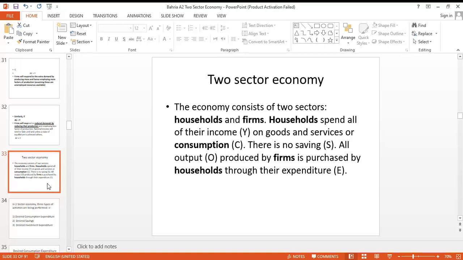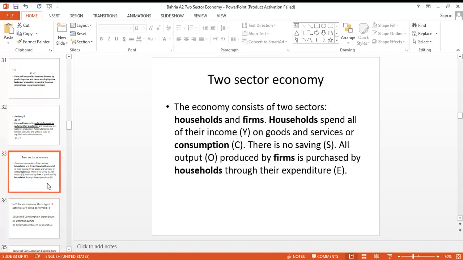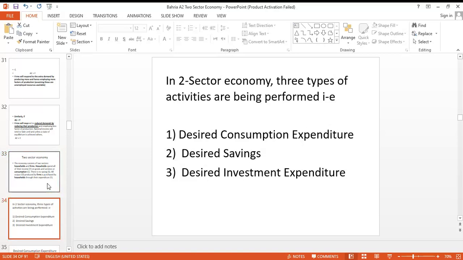We now come to what is called the two sector economy. Now that we've looked at the basic concepts, we can come to the real thing, which is the two sector economy. In the two sector economy, there are only households and firms. Firms will generate incomes which will go to the household. The household will then use these incomes for consumption.